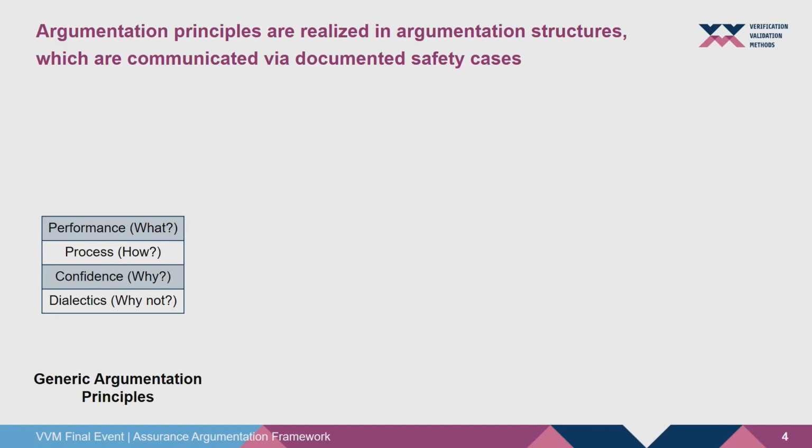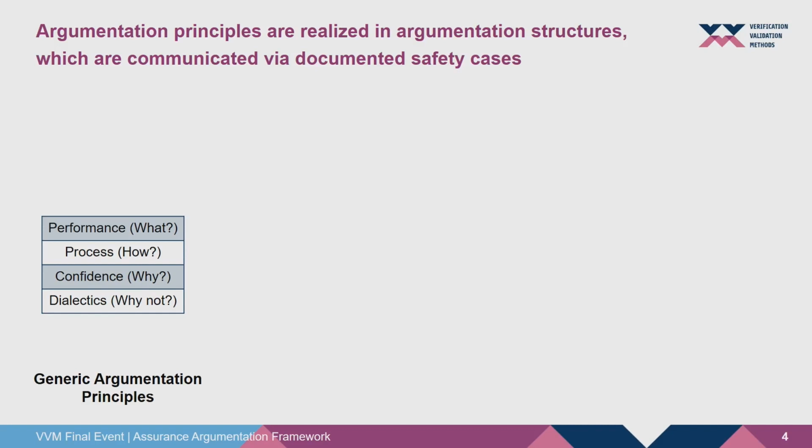Number 1, the system performance. We need to demonstrate that the system achieves what it is supposed to achieve. This could be, for instance, shown by a set of past validation tests. Second, the process. How did we build our system and why was this effective? This can be demonstrated by the use of systematic methods. That was one of the focuses of our project.